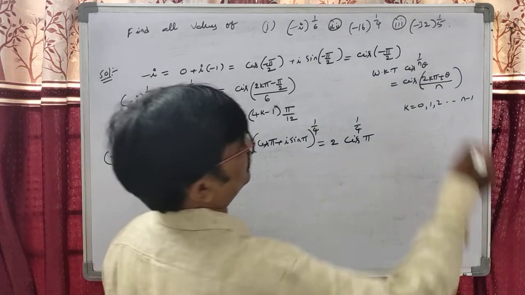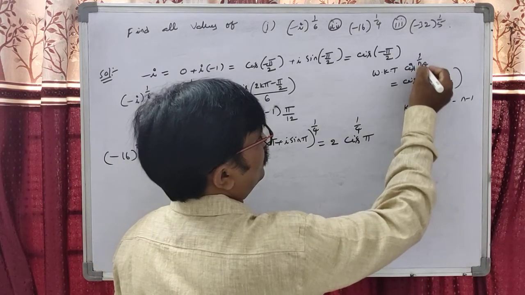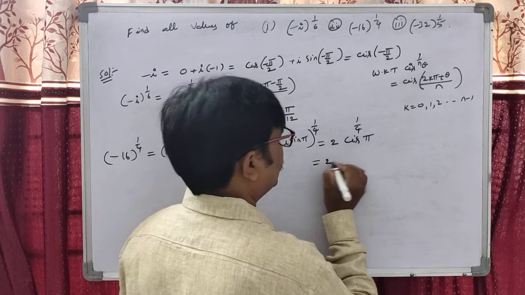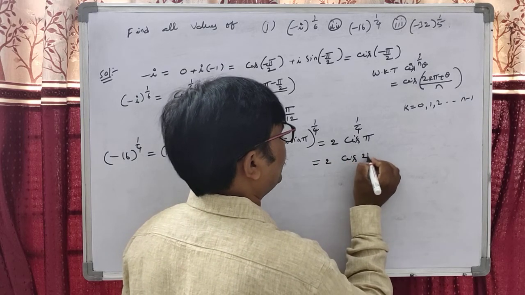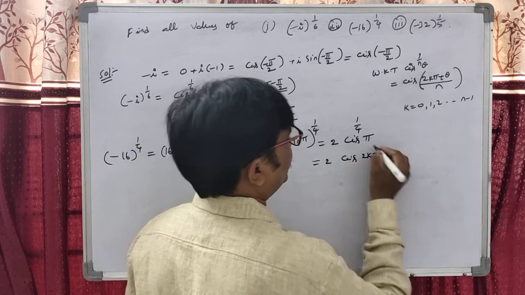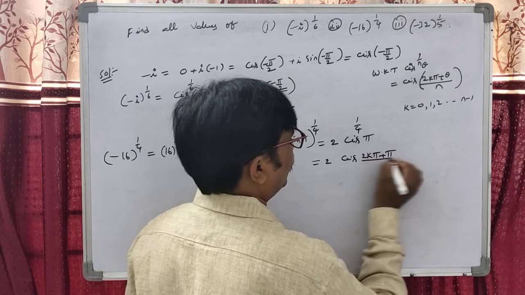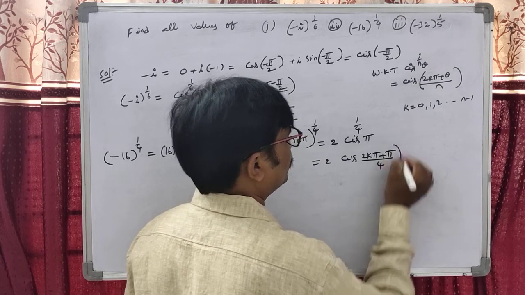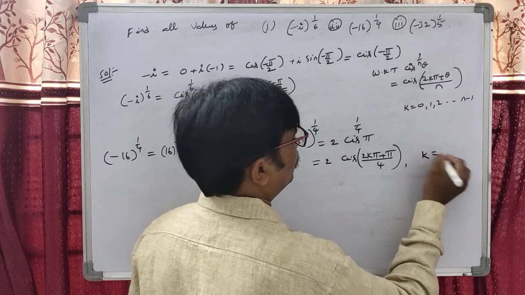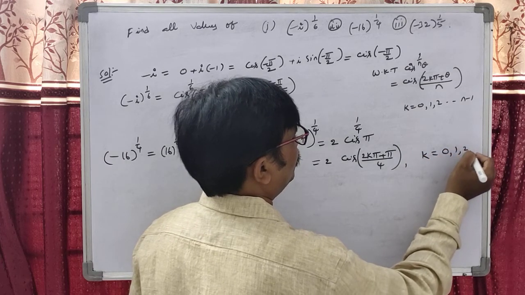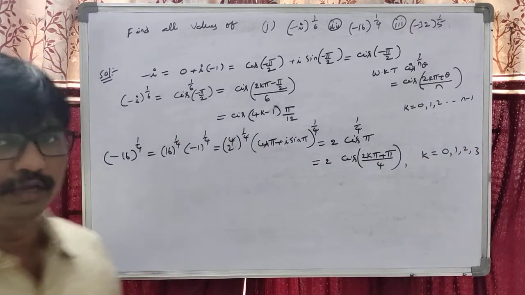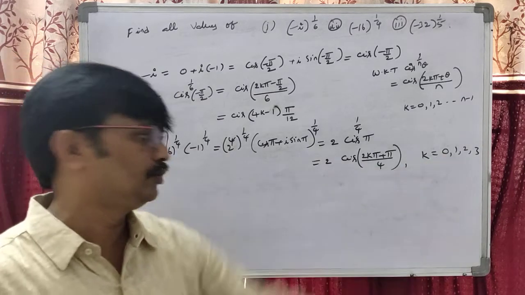We know that cis(θ) whole power 1/n is cis of (2kπ + θ)/n, where θ is π and n is 4, and k equals 0, 1, 2, 3.